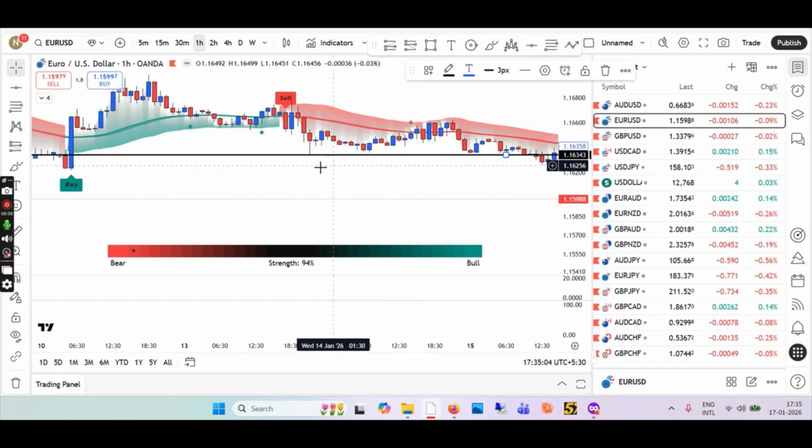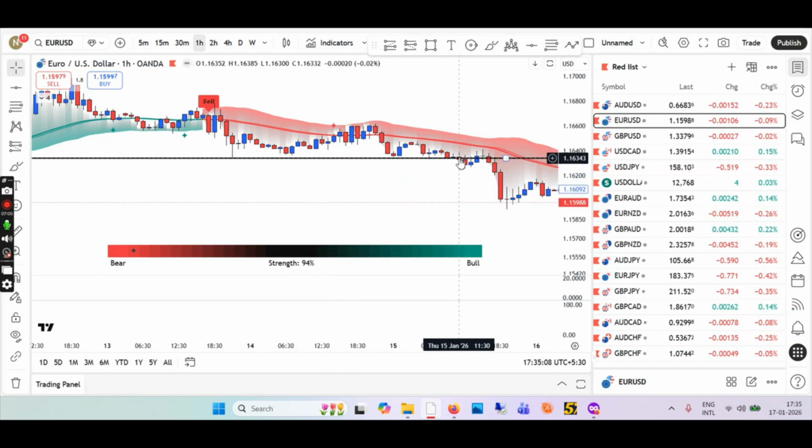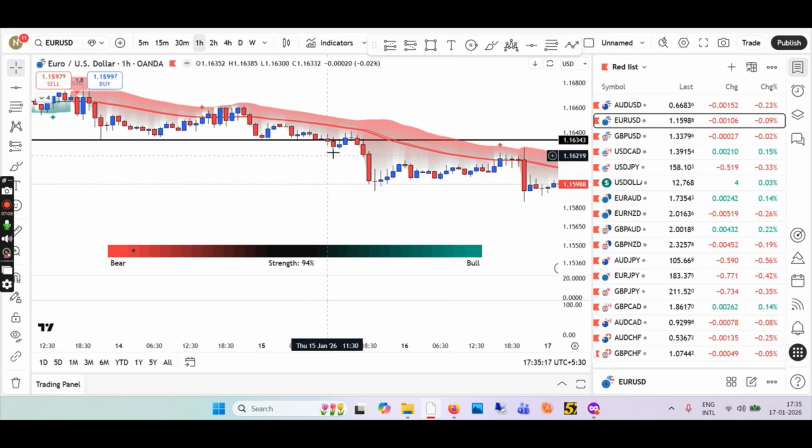After the pullback, wait for this low to break. So where is this low broken? This low is broken right here. Do you see that? This small candle, this is the entry. This is where the low is broken. So your short entry comes here. That's your short entry.